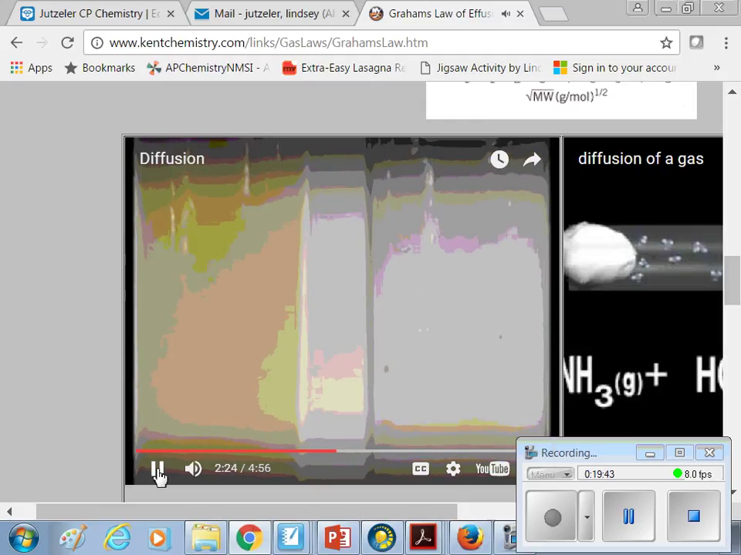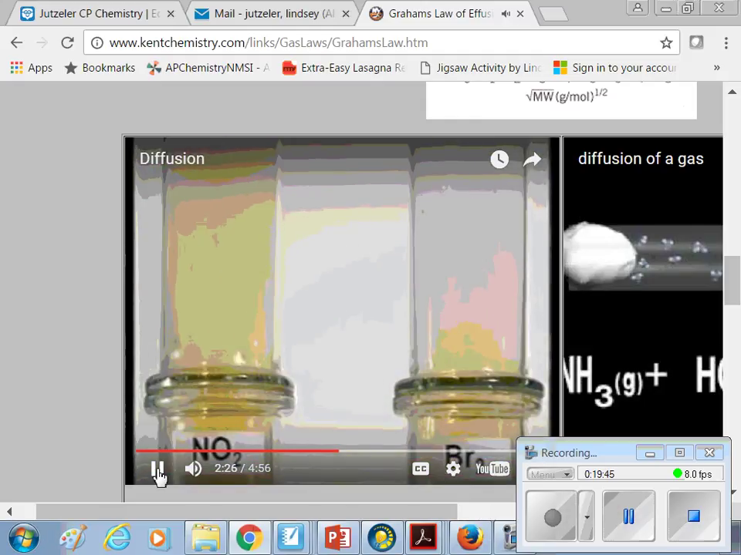The lighter nitrogen dioxide diffuses more quickly. Okay, so you can see how molar mass is related to the speed or the rate of diffusion. The heavier the mass, the slower it's going to diffuse.